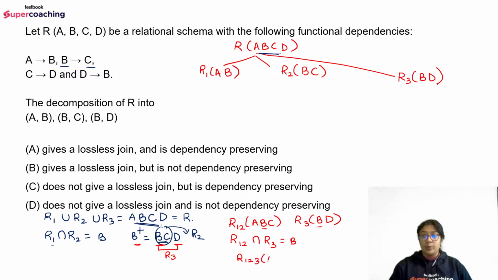Since at the end we are getting only one relation, you are left with a single relation, which means the decomposition is lossless. This is lossless.